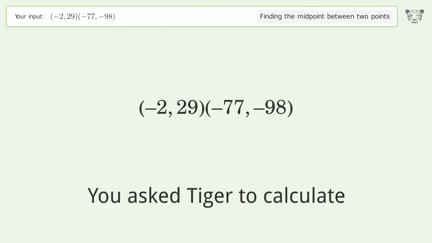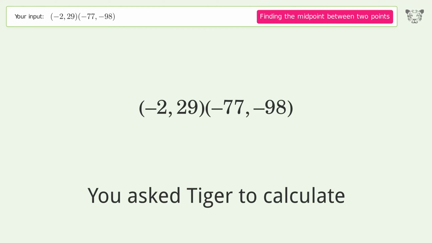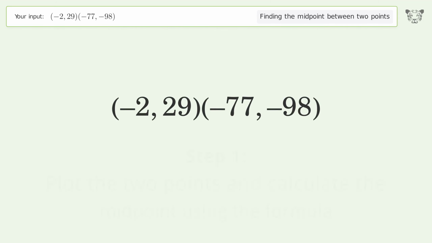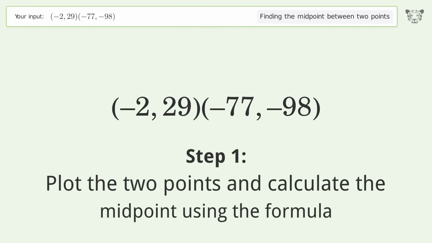You ask Tiger to calculate. This deals with finding the midpoint between 2 points. The midpoint between the 2 points is -39.5, -34.5. Let's solve it step by step. Plot the 2 points and calculate the midpoint using the formula.